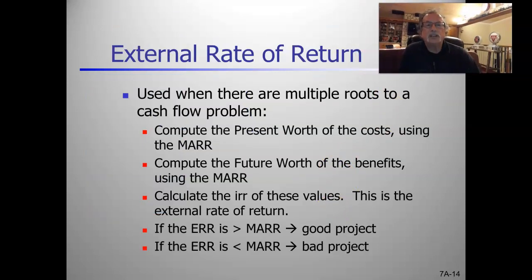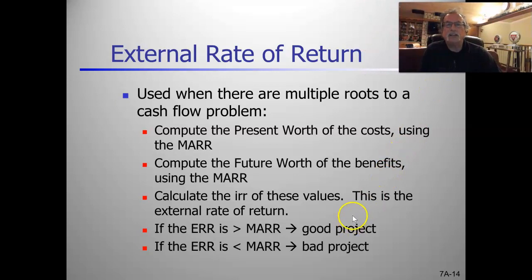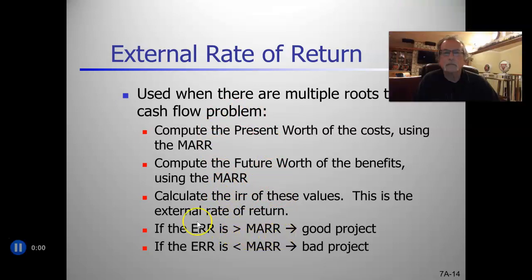So there's an animal called the external rate of return. It's used when there are multiple roots to a cash flow problem. What you do is you compute the present worth of the costs using the minimum rate of return and the future worth of the benefits. You calculate the IRR of these two. That is called the external rate of return. If the external rate of return is greater than the minimum rate of return, it's a good project. If it is less than the minimum rate of return, it's a bad project.